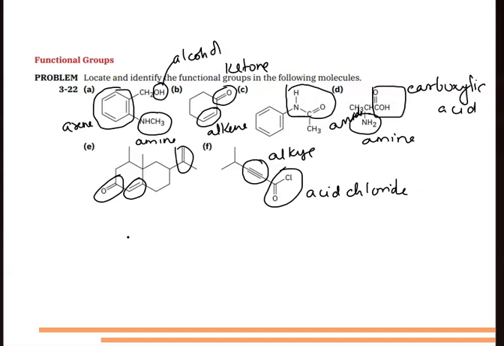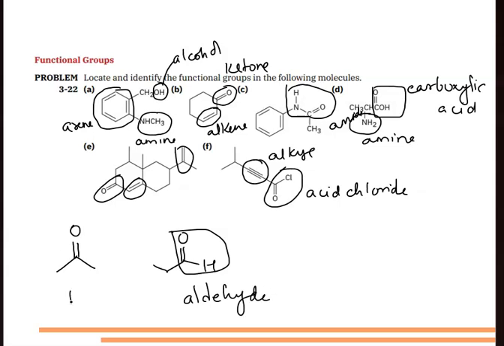Sometimes you may be asked to draw a structure with different functional groups. For example, can you draw an organic molecule having 3 carbon atoms and a ketone functional group? Go ahead and draw 3 carbon atoms and then put a ketone functional group. Or if I ask you to draw a molecule with 3 carbon atoms which is an aldehyde, you can do 1, 2, 3. Remember, in an aldehyde you need to have this as your functional group. So that will be your aldehyde. This will be a ketone.